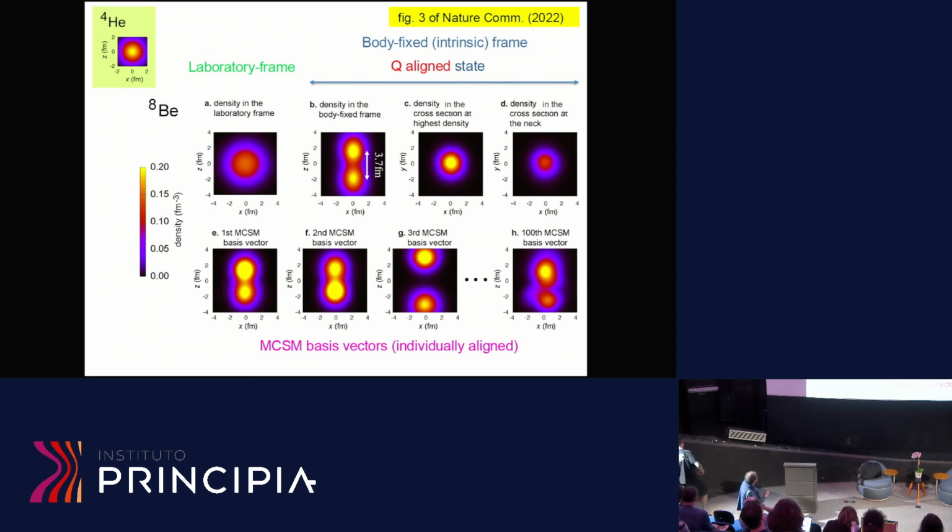But those density profiles are obtained only after superposition. Each basis vector is like this. This is the first basis vector, second, third, and 100th. This one is asymmetric, this is asymmetric the other way, and so on. But by superposing all of them, we can obtain this. And this is quite nice. It matches well with our existing understanding of the beryllium-8 structure.